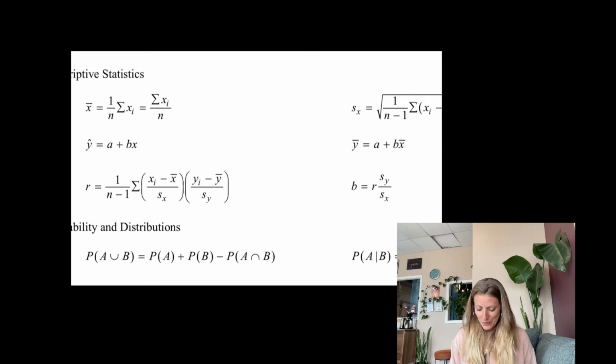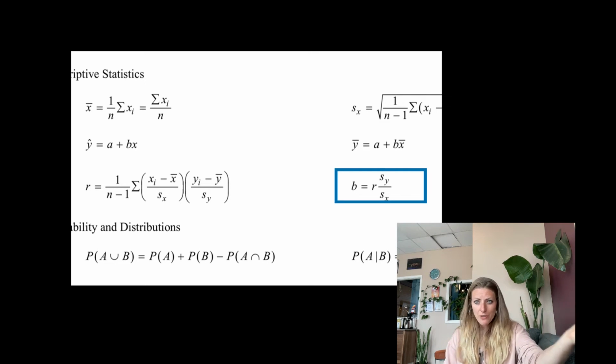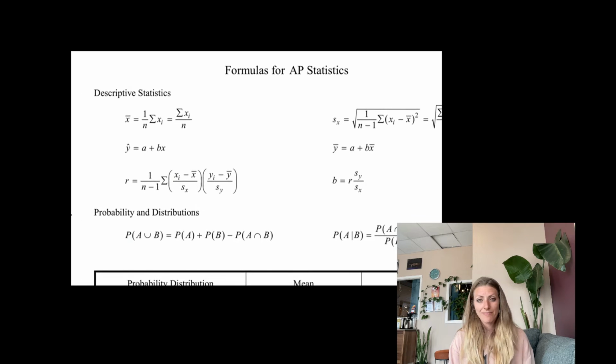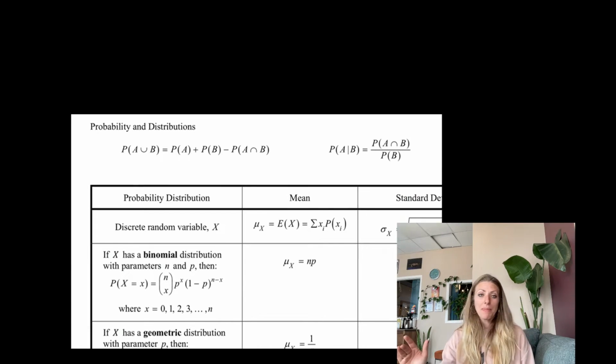Just so you know, R is the correlation coefficient, B is the slope of the least squares regression line, and then of course S sub Y and S sub X are the standard deviation of the Y's and the standard deviation of the X's. So you can always calculate those, or they'll give them to you if you don't have the data. Okay. So descriptive statistics. Check. Good to go. All right, next up, probability.